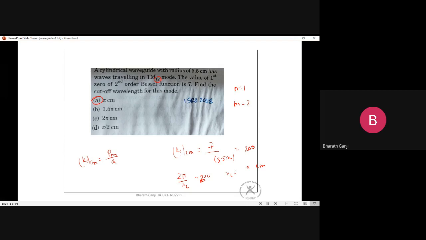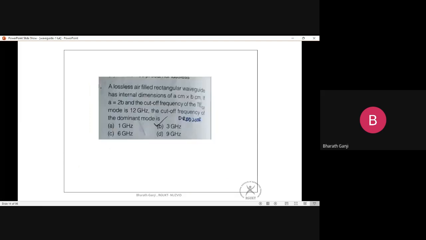Right. The next part is about some questions from DRDO, and after that we'll talk about the questions related to GATE. So we'll do it in the next session.